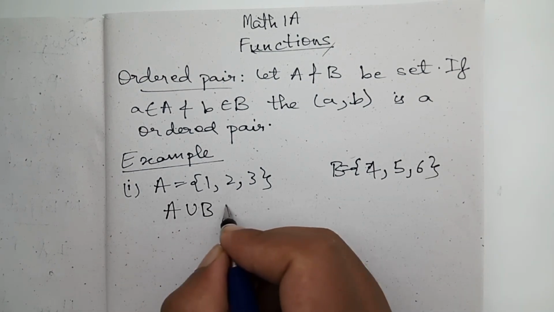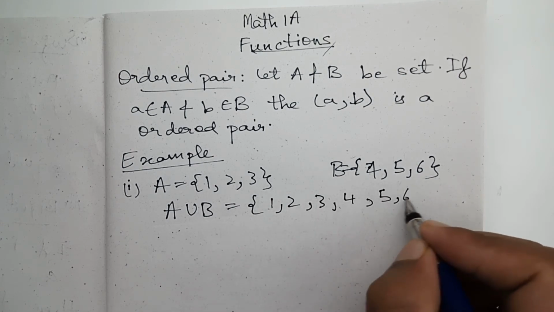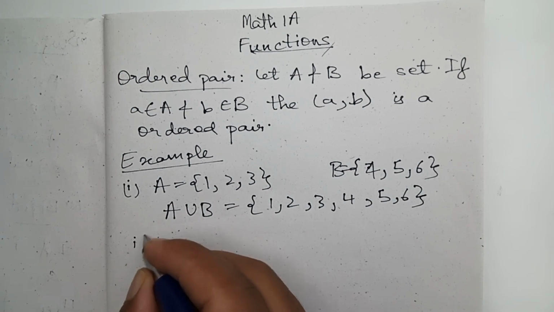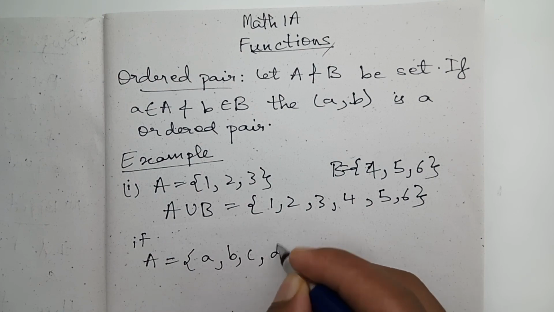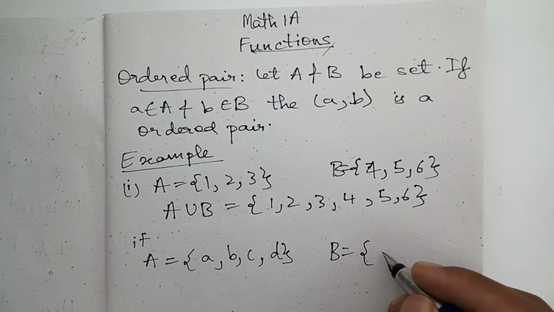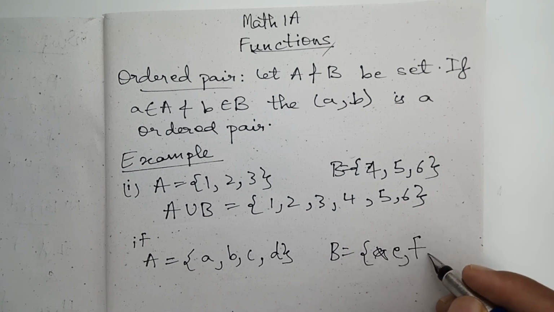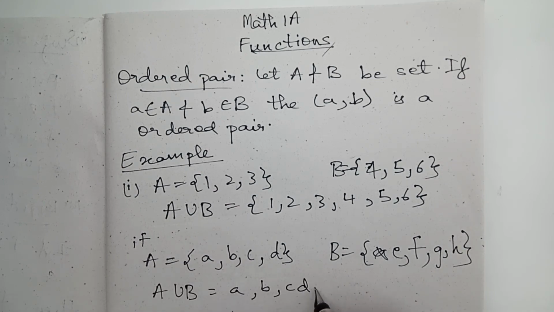But A union B is 1, 2, 3, 4, 5 and 6. If A is equal to a, b, c, d and B is equal to c, d, e, f, g, h, then A union B is equal to a, b, c, d, e, f, g and h, right?